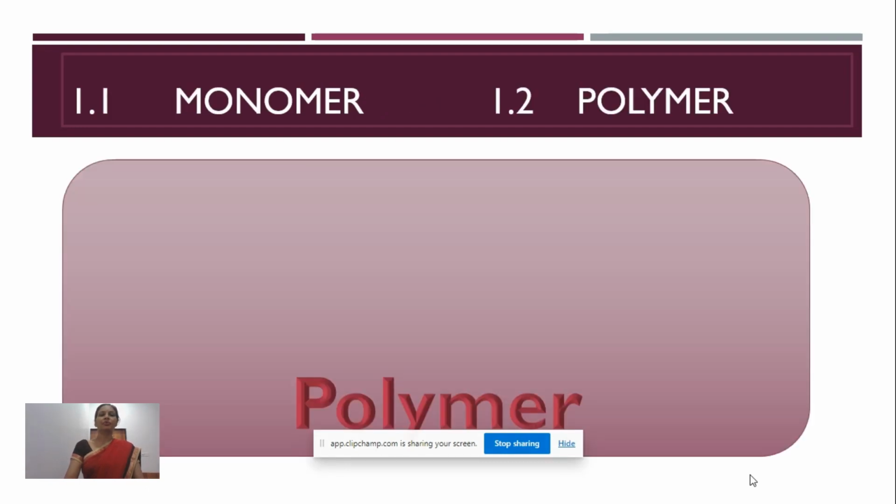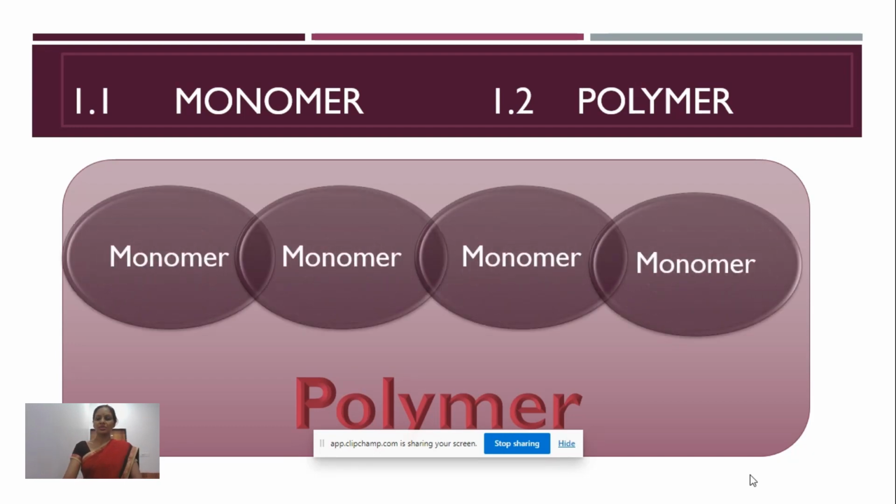First, we are discussing monomer and polymer. To understand these two terms, we can take the example of a train. As a train is made up of small units, this small unit is a bogie or dabba. So when these dabba or bogie are connected with each other, they form a long train. In a similar way, a polymer is made up of a small unit. That small unit is called a monomer. These monomers are connected to each other and form a long chain of polymer.